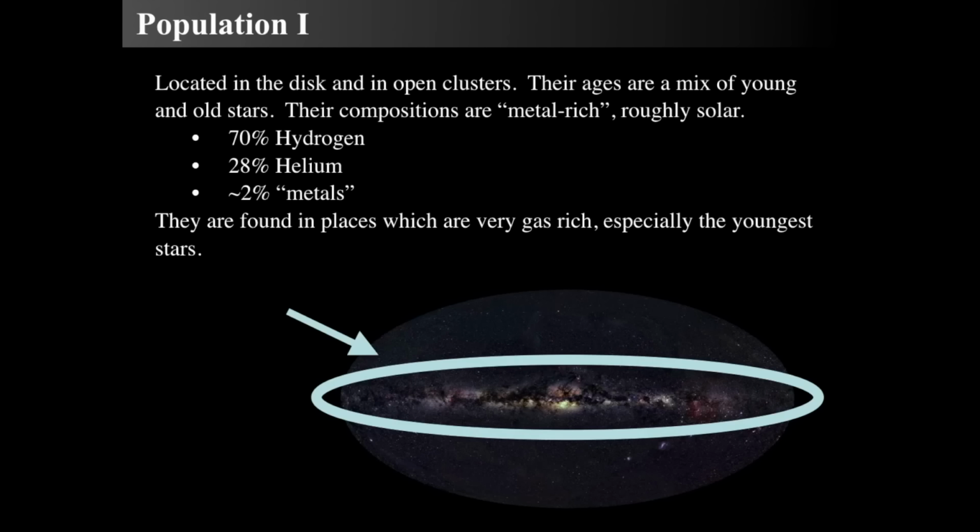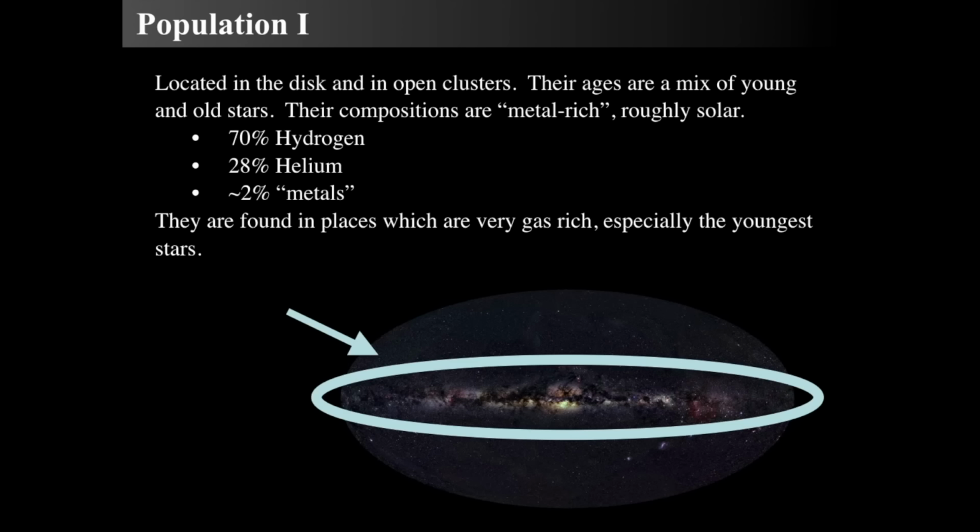Population 1 type stars are always located in the disk and in open clusters. The ages of the Population 1s can be a mix of young and old, and their compositions are what we call metal-rich. And what we mean by metals, again, is this funny astronomer way of saying there's hydrogen, there's helium, and then there's metals, which is kind of funny, because everything that happens with stars is basically hydrogen and helium, and that tiny amount of everything else basically provides electrons to a star and some extra mass and does some strange things down inside. But really what it does is it provides electron opacity for the stellar atmospheres. In any event, the compositions are metal-rich, meaning they're pretty close to what we find in the sun.